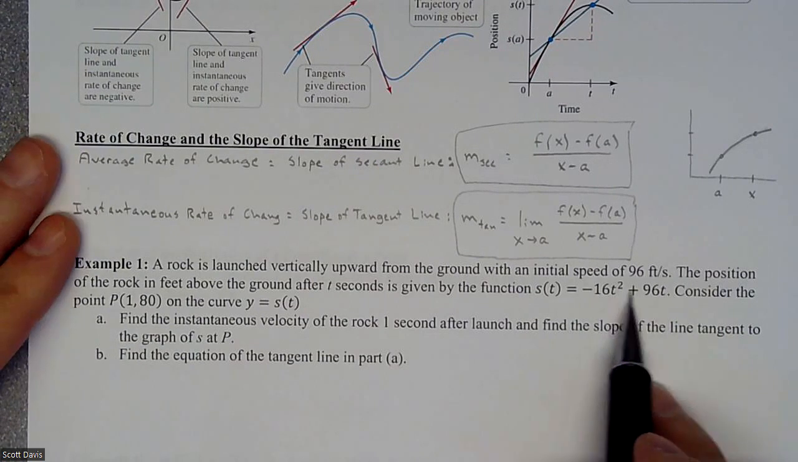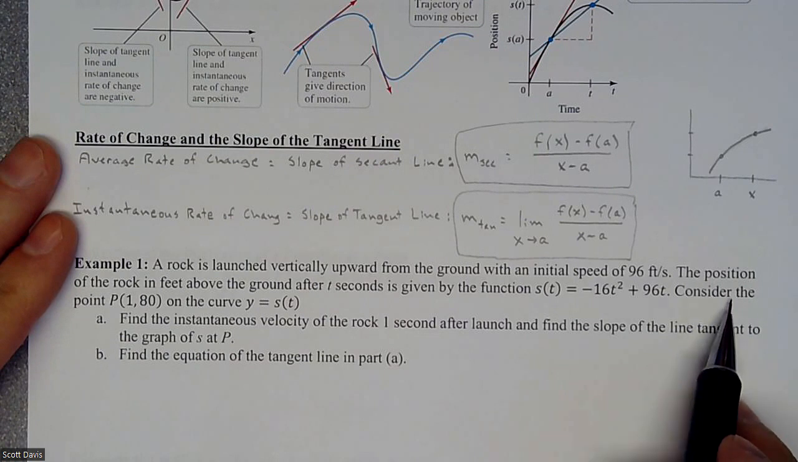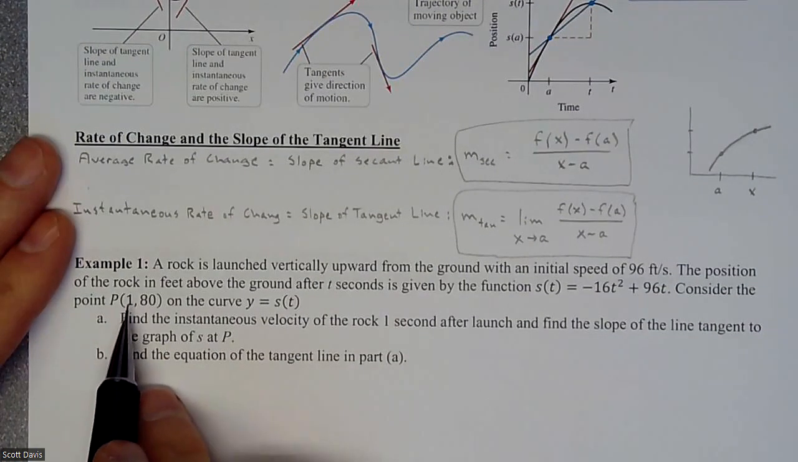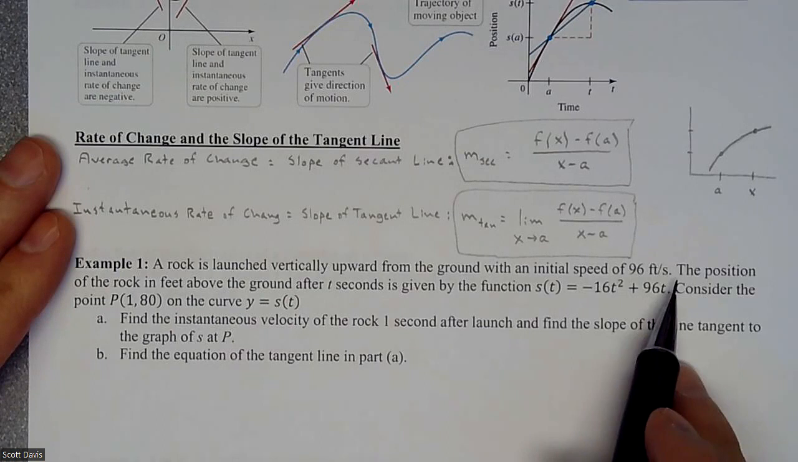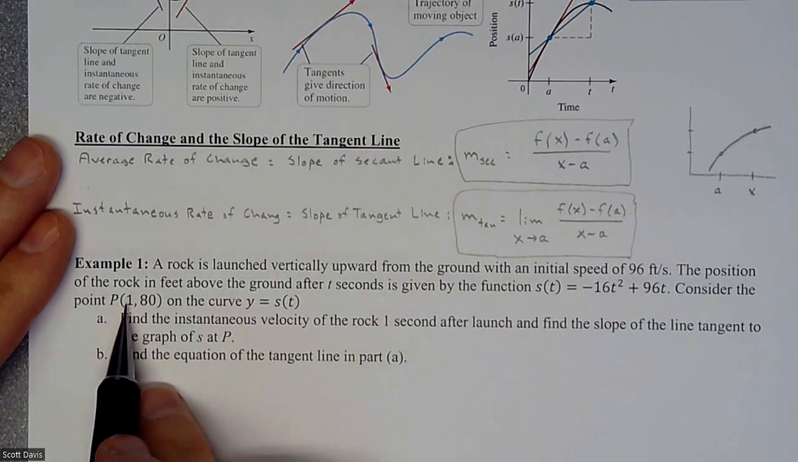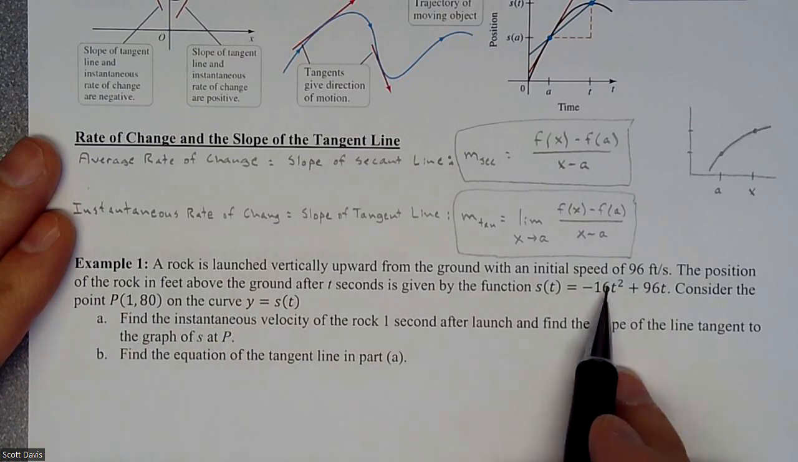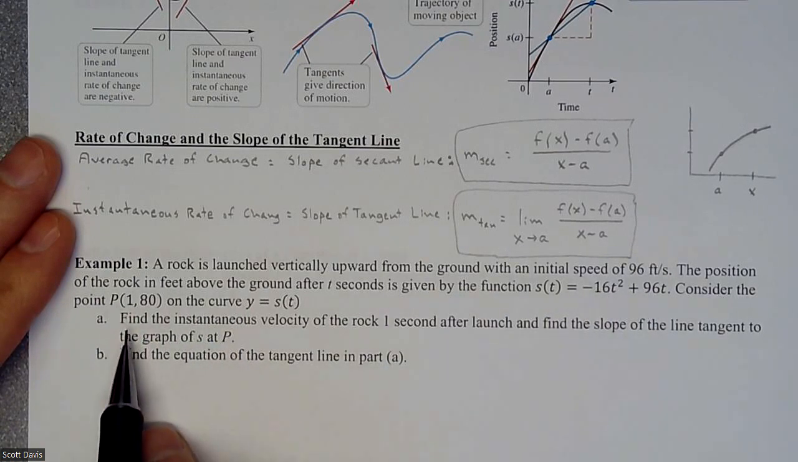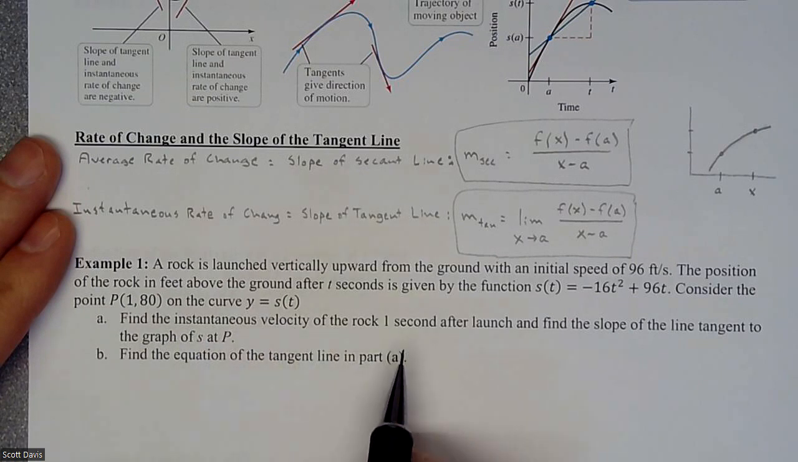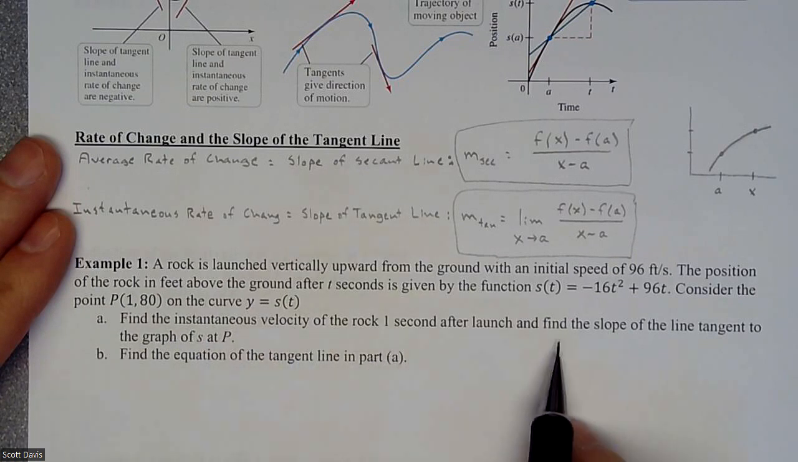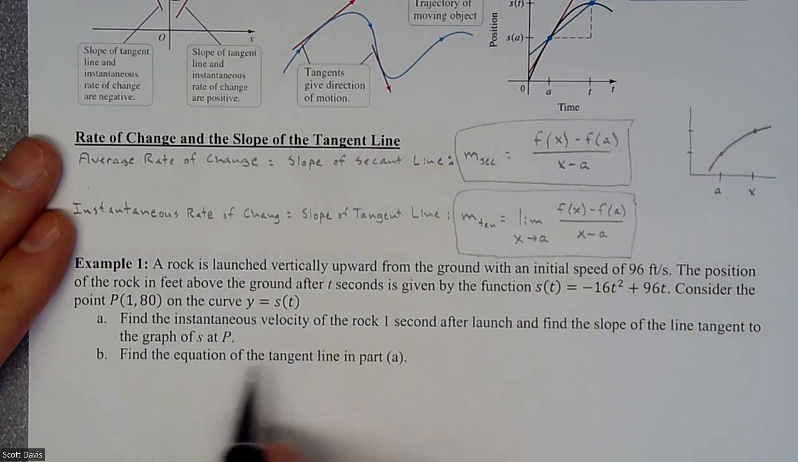Just to put some pieces together before we do this, it says consider the point (1, 80), which basically means we're in seconds and feet. So at 1 second, we are at 80 feet in the air. I could find that out just by plugging 1 in, and it would add up to 80. It says find the instantaneous velocity of the rock 1 second after the launch, and find the slope of the tangent line to the graph of S at P.